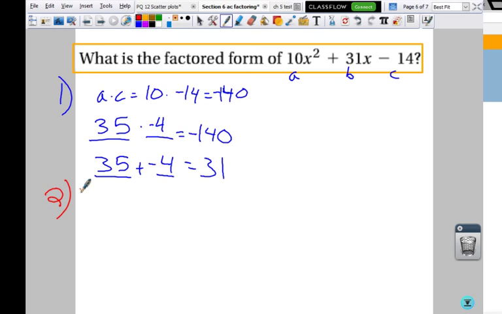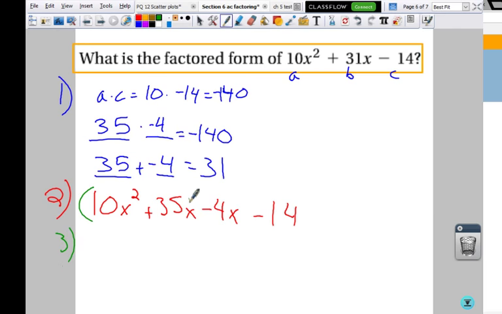Alright, so on step 1, we got our 2 numbers. Step 2, we're going to rewrite it as 10x squared plus 35x minus 4x minus 14. Alright, so before we do step 3, let's look at it real quick. Step 3 is where we make our parentheses, right? So we're going to put them around the first 2 and around the second 2.